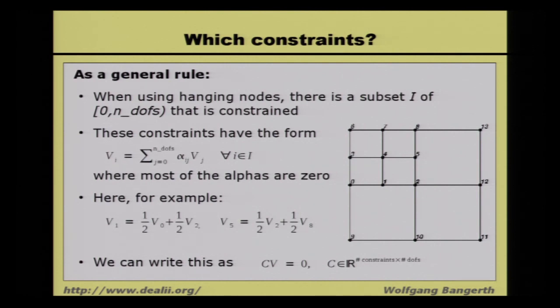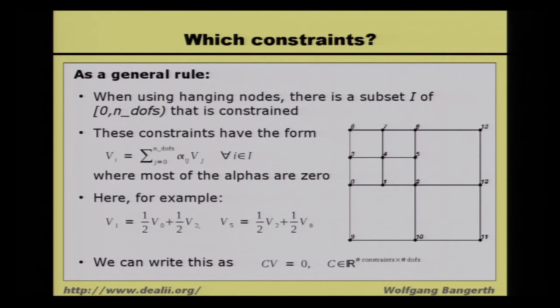And of course, while I write this as a linear combination of all of the other degrees of freedom, in reality it's only very few other ones that it depends on. So for example, V1 only depends on V0 and V2. So the only entries in row 1 would be alpha 1,0 and alpha 1,2. All of the other ones are 0. Okay? So this is one way to describe it. Of course, I can phrase the constraints that I showed you on the previous slide. They exactly have this sort of form.